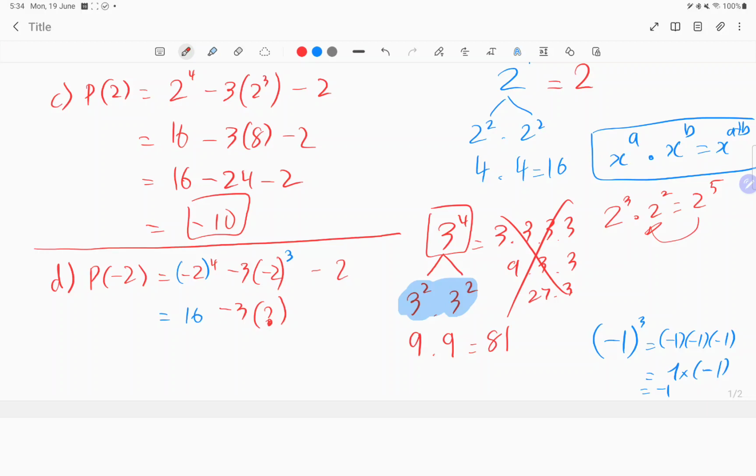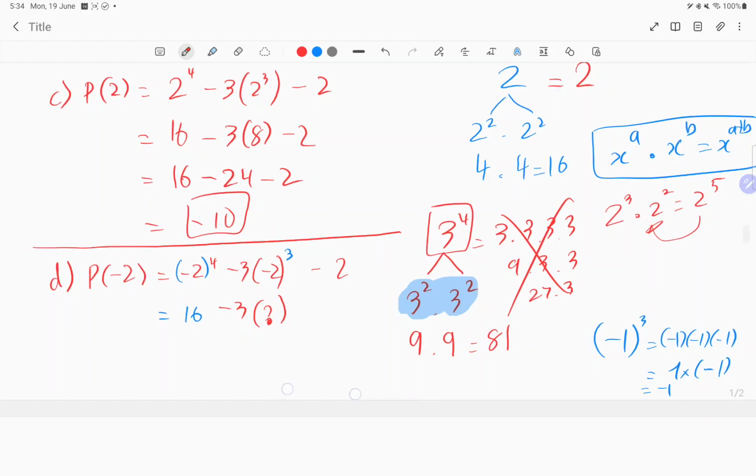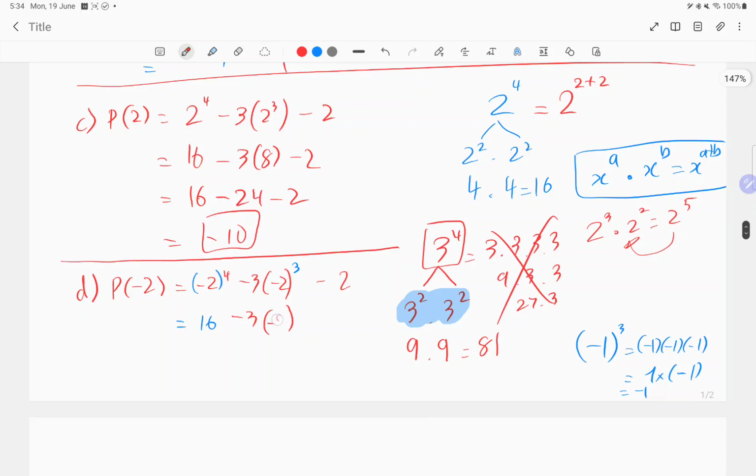Give her like 10 seconds. Do you think it's negative or positive? If the power is... Negative? It is negative because the power is odd. Negative 8. Yes, negative 8, thank you. Good. Alright, we got past that. Okay, and then minus 2.